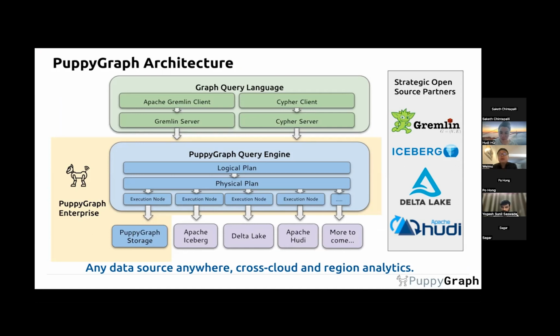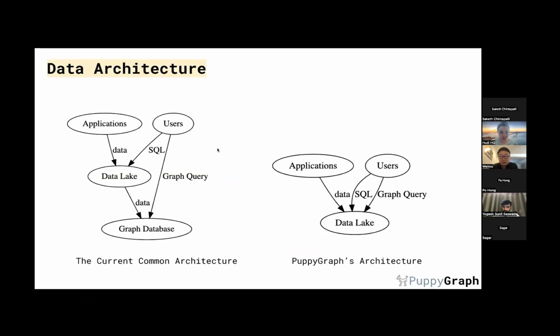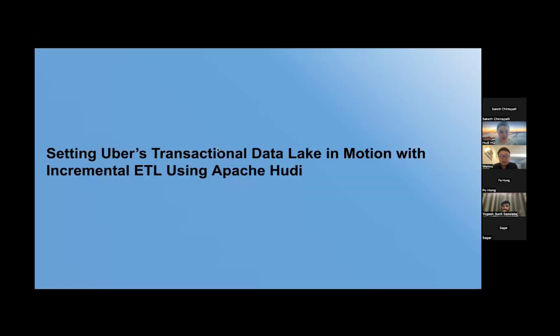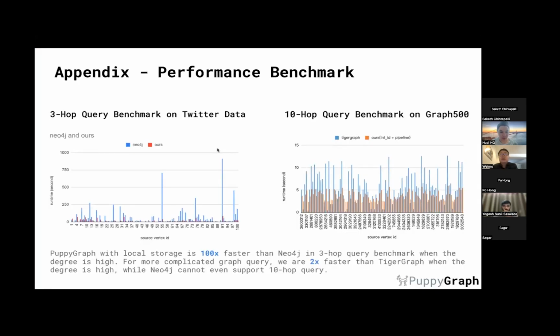Actually, can you go back to the slide that compares your performance to Neo4j and TigerGraph? Okay, in this case, when you compare your performance to Neo4j, we're talking about 100x faster. Also, you're 2x faster than TigerGraph. My question is, where does that performance gain come from? Do you scan less data, or do you use a better query optimizer or something?